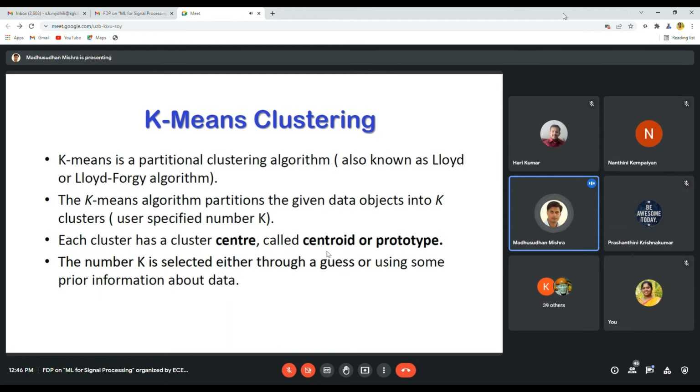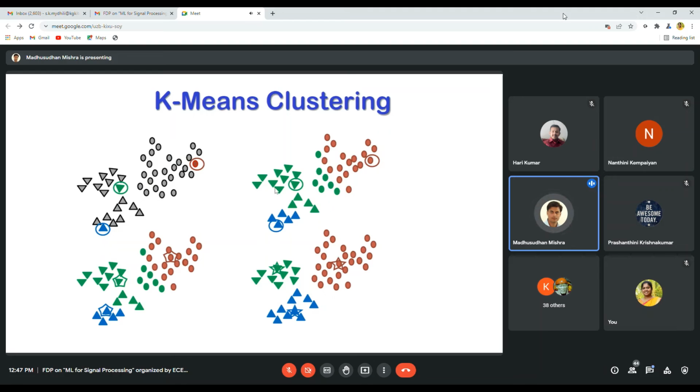So if we have two classes of data, say abnormal and normal, then we have to put the value of k equals 2. It will classify the whole data into two groups, two clusters. Each cluster has a cluster center called a centroid or prototype. The number k is selected either through a guess or using some prior information about the data.